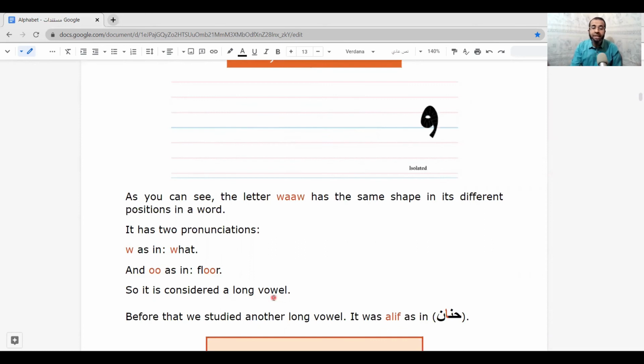Before that, we studied alif. Now we study woo, wow. This is the second long vowel. Before that, we studied another long vowel. It was alif as in Hanan.